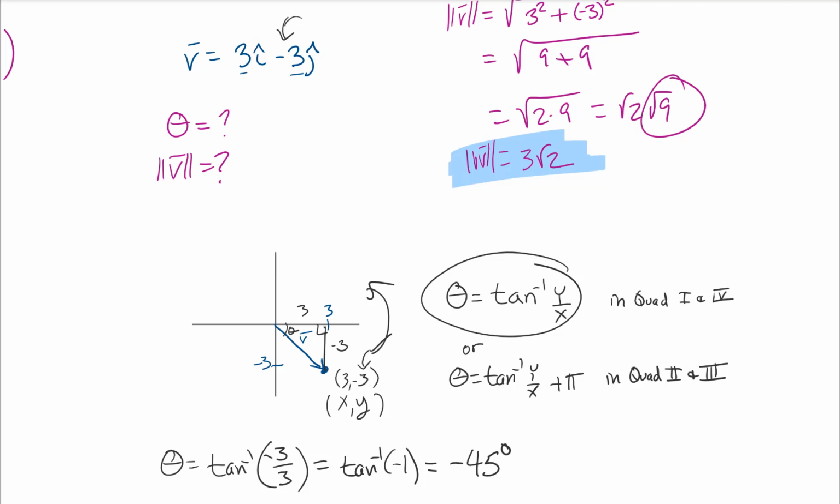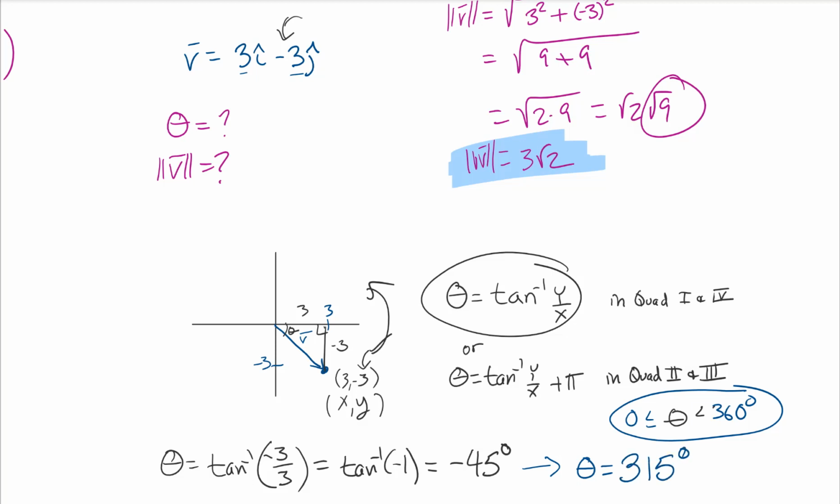But let's keep our angle in between 0 and 360 degrees. So what we'll do is we'll just take it and add 360 to it. Negative 45 plus 360 is equal to 315 degrees. And that's how we're going to get that angle.